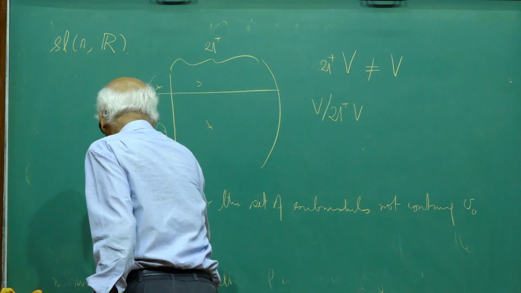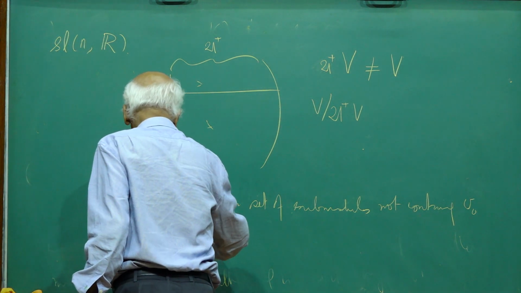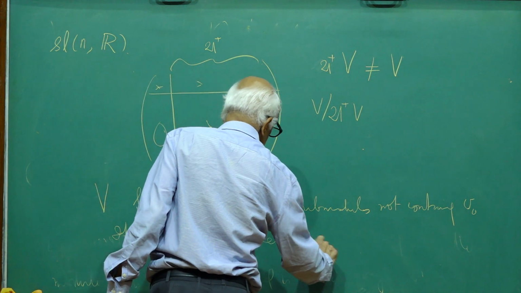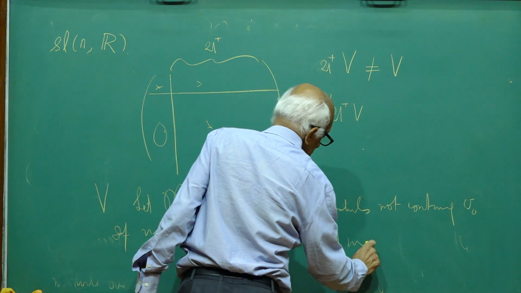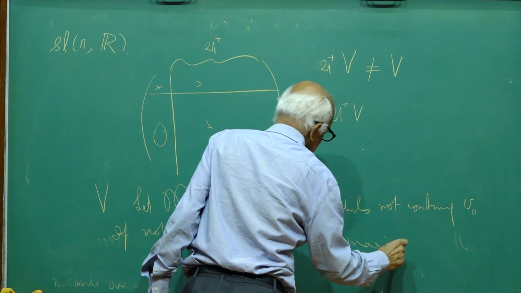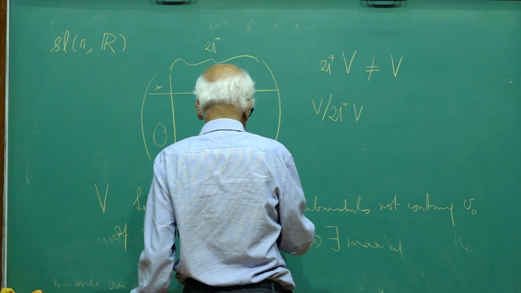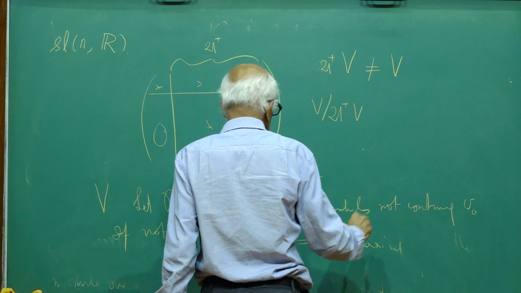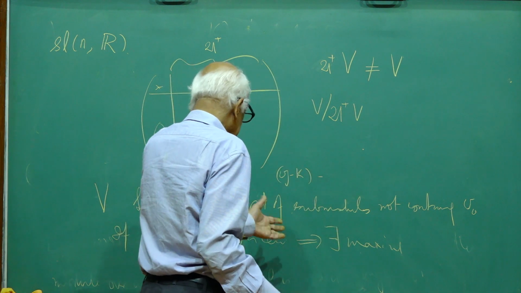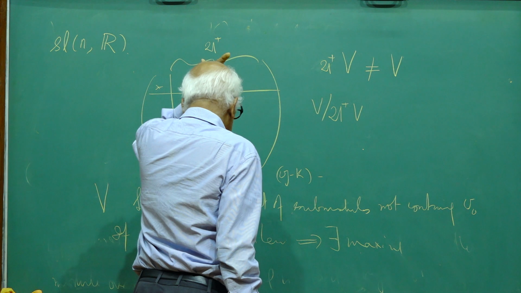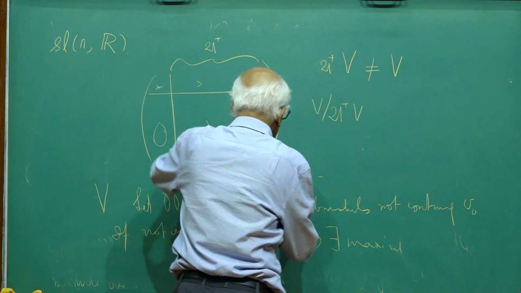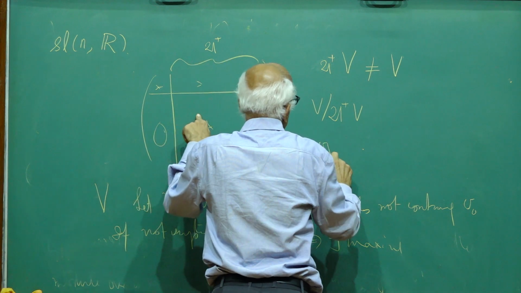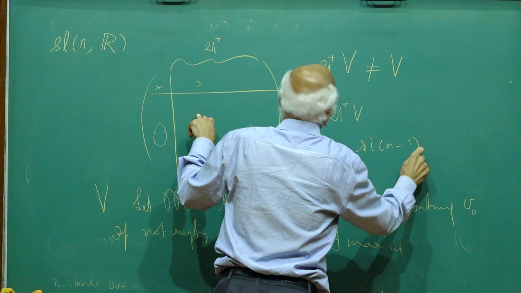If non-empty, apply Zorn's lemma: a maximal element, a maximal G1K module, in the set of G1K submodules not containing V naught. Actually, irreducible implies this anyway. Sorry, M is the set of G1K submodules. G1 is this, SLN minus 1.